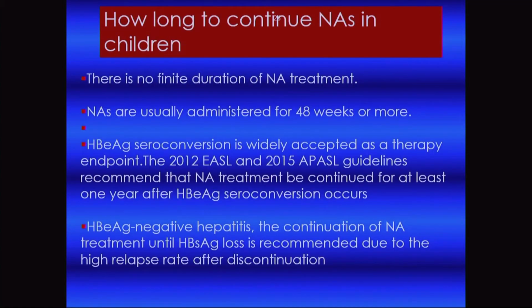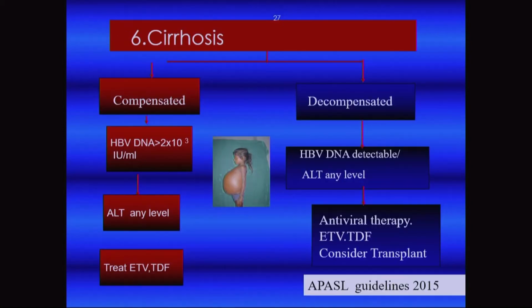How long to continue NAs is still a dilemma and an issue. Many say at least 48 weeks, because in children we can't say give them lifelong. If they are HBeAg positive, probably seroconversion to anti-HBe can be taken, but the best would be to wait for HBsAg clearance. If they are HBeAg negative, then you just have to continue, because we know there is a very high relapse rate after discontinuation.